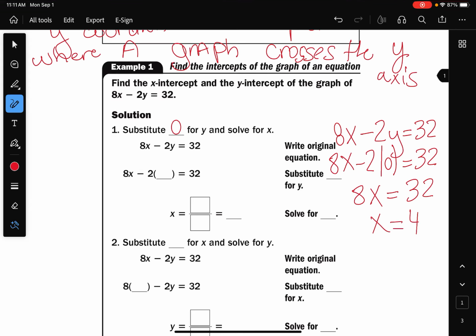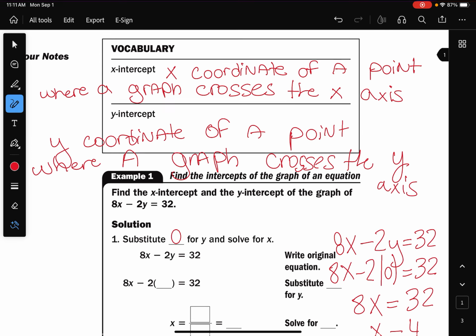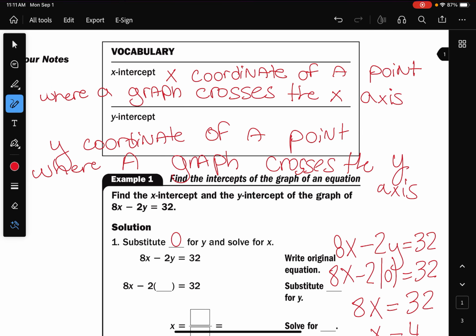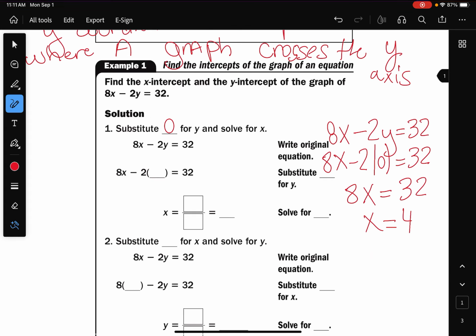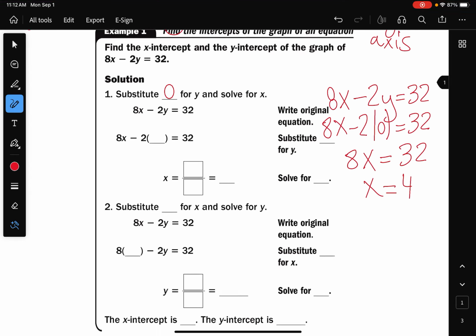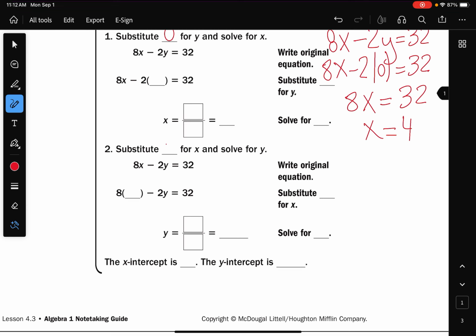4. And going back to what I said in terms of the vocab, is it our x-coordinate or our y-coordinate that should give us an x equals? Very good. It's our x-intercept that should give us an x equals. All right, and then we're going to go ahead and substitute 0 for x. 8 times 0 minus 2y equals 32. Negative 2y equals 32, so y equals negative 16.